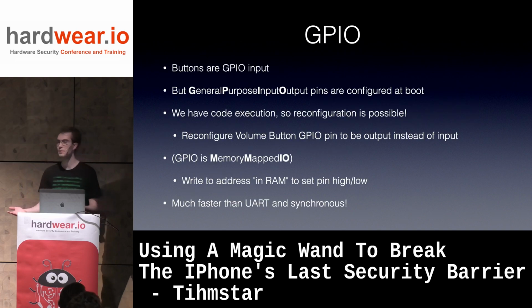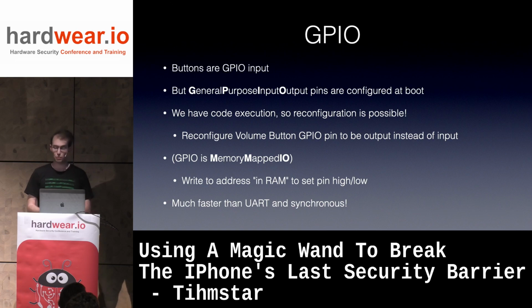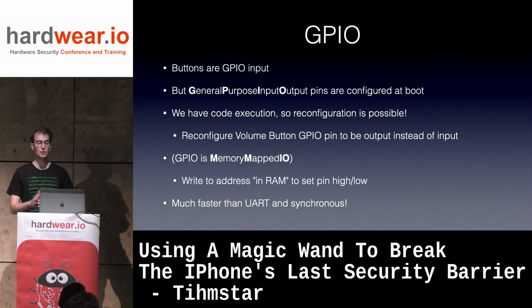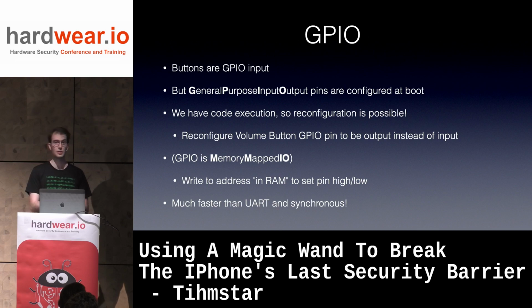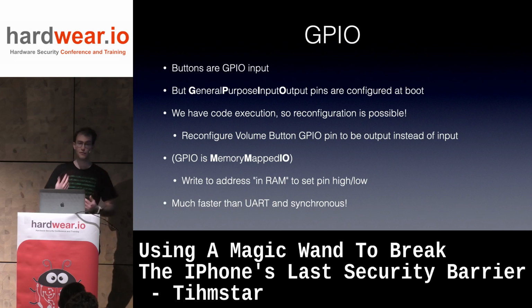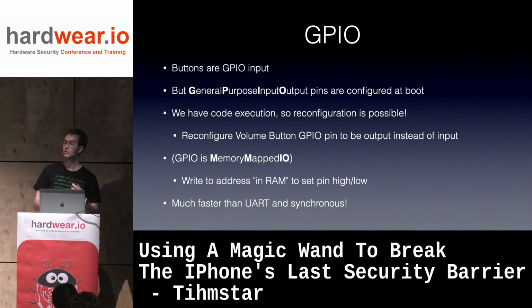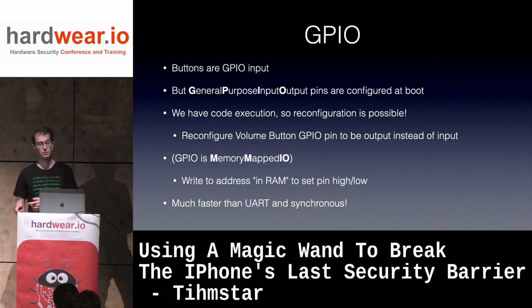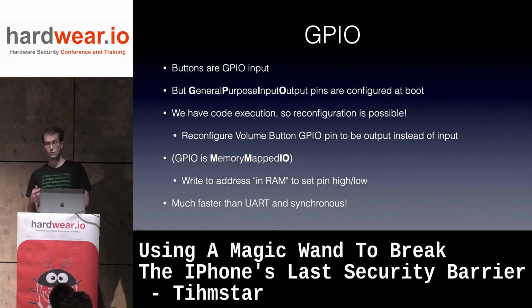So what exactly is GPIO? GPIO is general purpose input-output. And those pins are configured at boot, actually, by the system. So since we have code execution, we can reconfigure those GPIO pins, right? So if we reconfigure the volume buttons, we can actually use them as an output instead of an input.